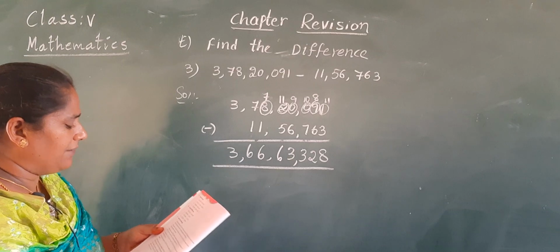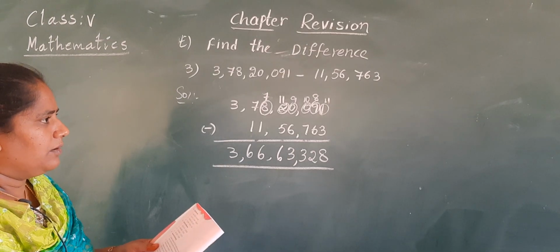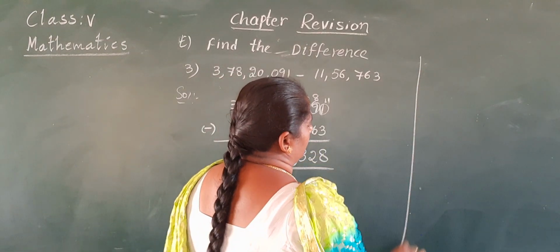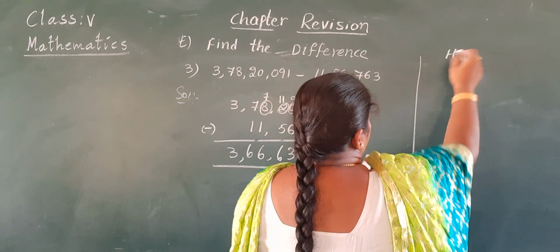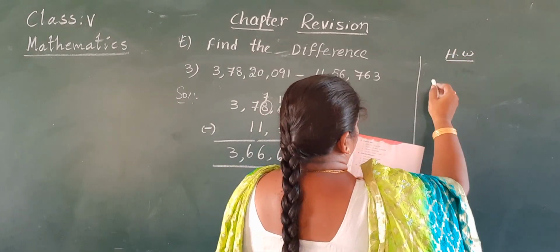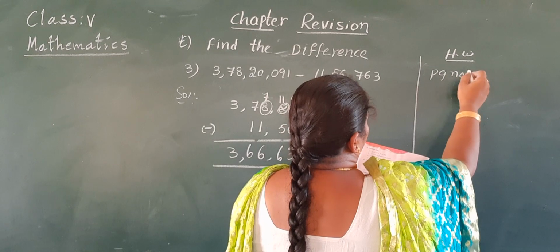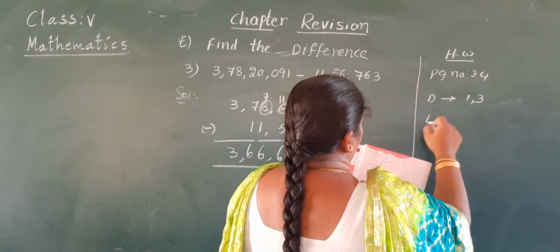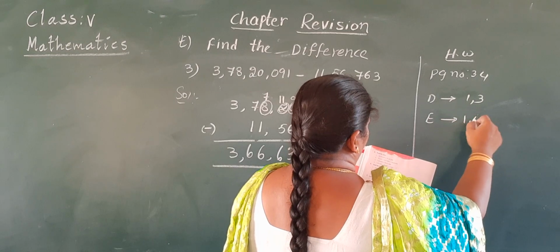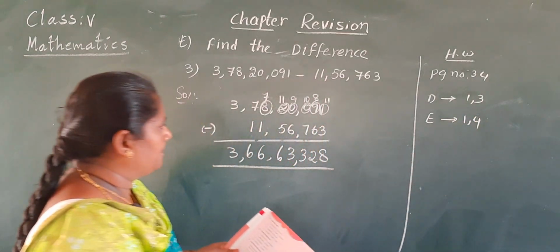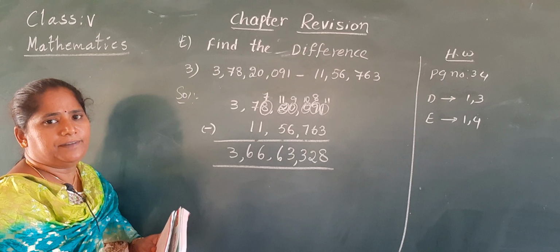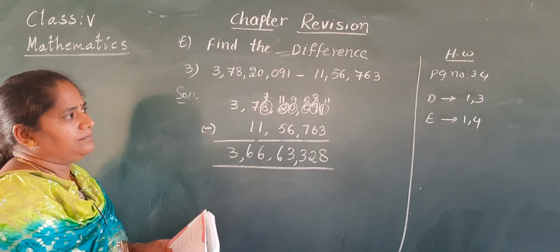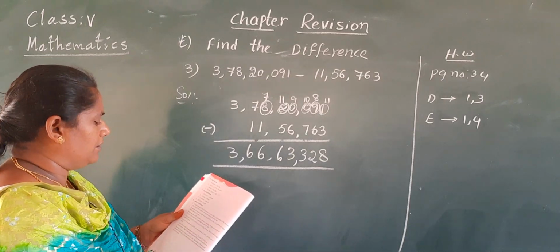So you do 1 and 4 as homework. Okay, I will write these homework problems separately. You do this in the homework book, Nana. Page number 34. D Roman 1-3, E Roman 1-4. Okay ma, those are the homework problems. Note down and write neatly in the homework book.